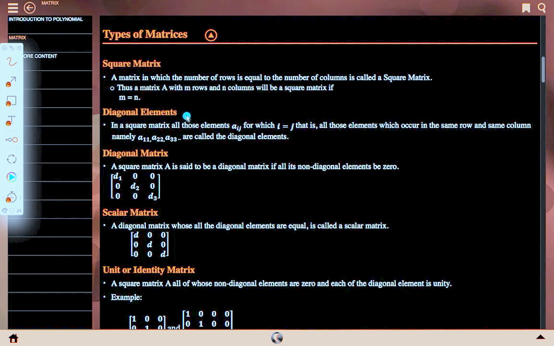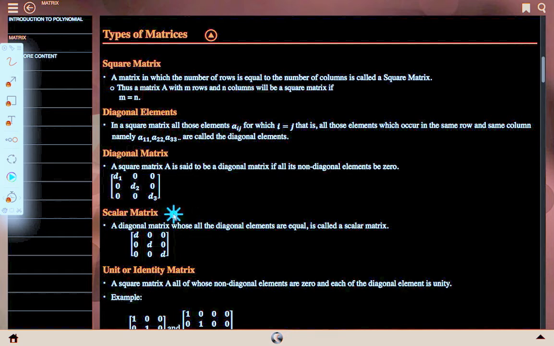Diagonal matrix, diagonal elements. In a square matrix, all those elements aij for which i equal j, that is all those elements which occur in the same row and same column, namely a11, a22, a33, are called the diagonal elements. Diagonal matrix: a square matrix A is said to be a diagonal matrix if all its non-diagonal elements are 0. Here d1, d2, d3 is the diagonal and all other elements are 0.